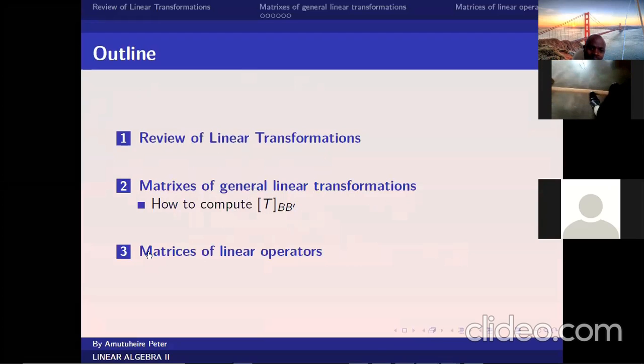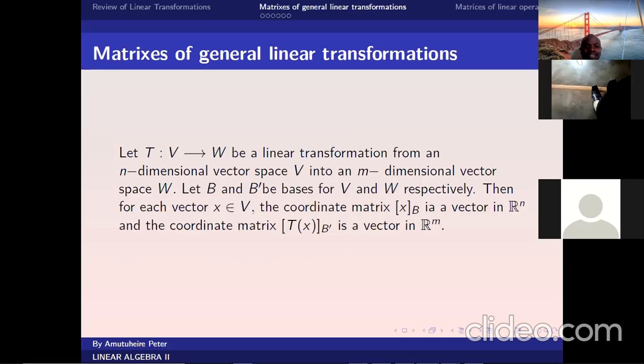Then we'll look at matrices of linear operators. We know that linear operators are special forms of transformations that are mapping elements within the same space. So after looking at matrices of linear operators, we'll look at examples and we will be done. So this is what the problem looks like.